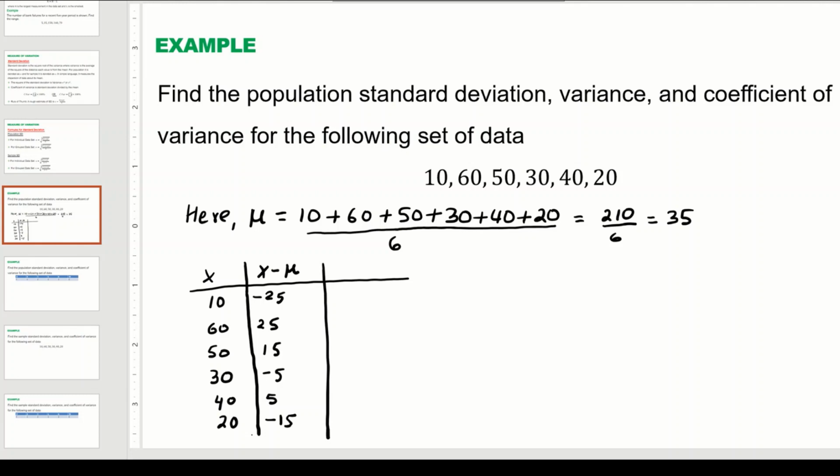Now in the next column, we find the square of these numbers, which we call x minus mean squared. So the first one is negative 25 squared, that is negative 25 times negative 25, which is positive 625. Next we have 25 times 25, 625. Next is 15 times 15, which is 225.